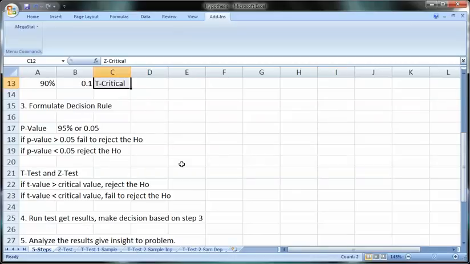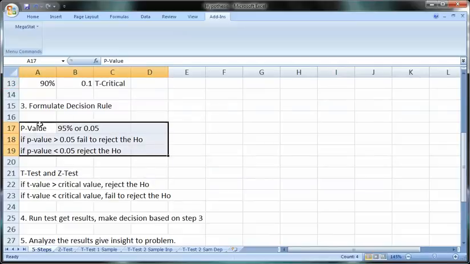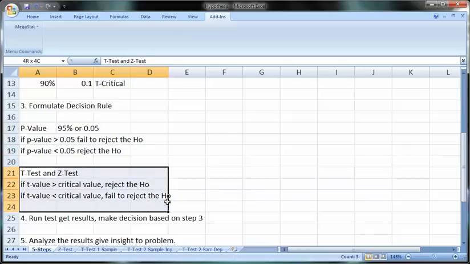Okay. So step number 3, formulate decision. So for P values, we're assuming that it's at the 95% confidence interval, or 0.05. If the P value is greater than 0.05, you fail to reject the null hypothesis. If the p-value is less than 0.05, you reject the null hypothesis. Okay. Meaning, for p-values, you want a very low number. The lower, the better, which is actually the opposite of t and z values.